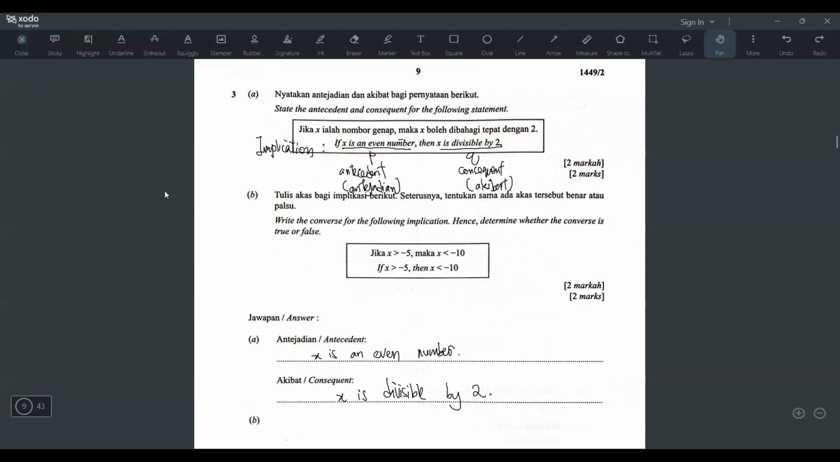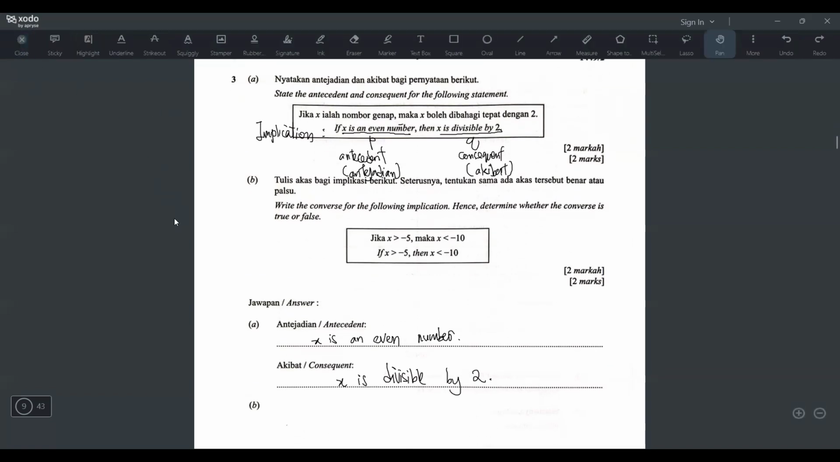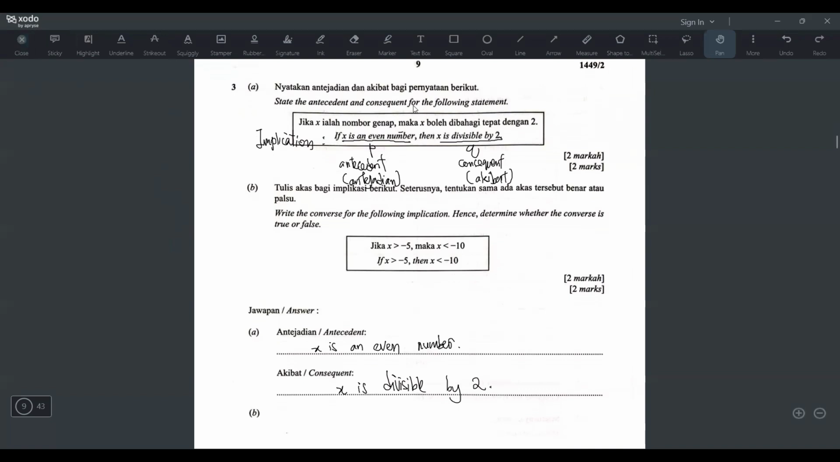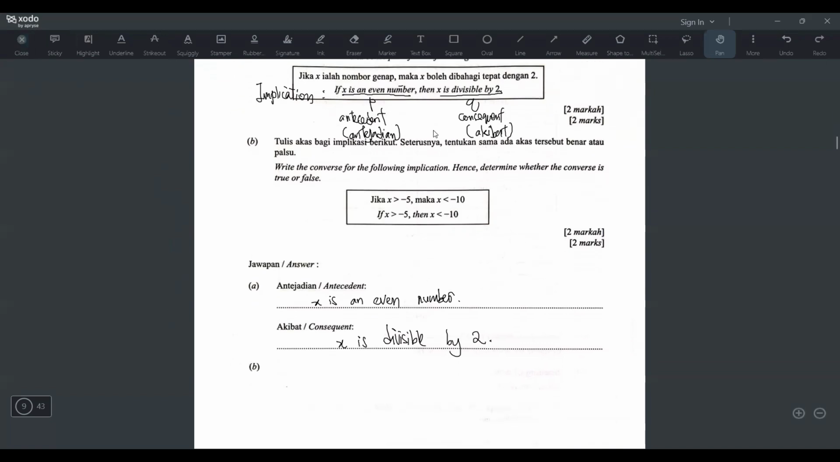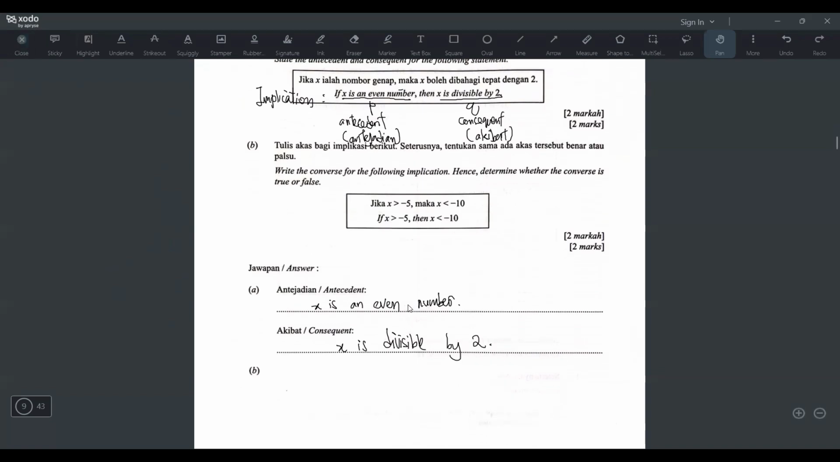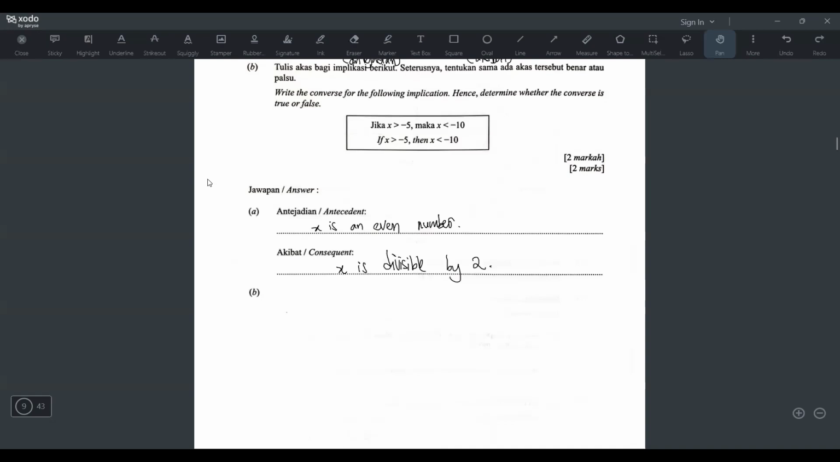But sometimes the question will ask you to determine true value. So you have to read the question carefully. But this question, they never say that. They just say state the antecedent and consequent. So you just state it and that's all. We don't need to waste time thinking whether this is true or false. So sudah siap, 2 marks.